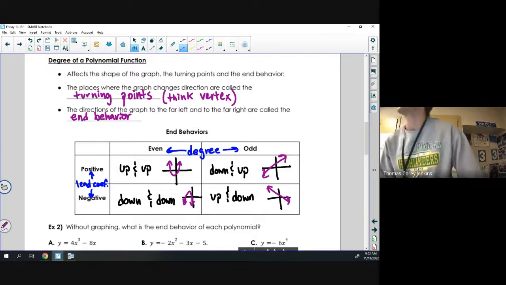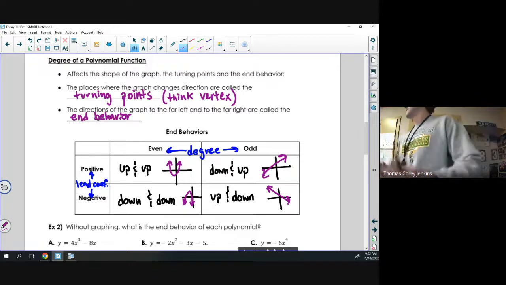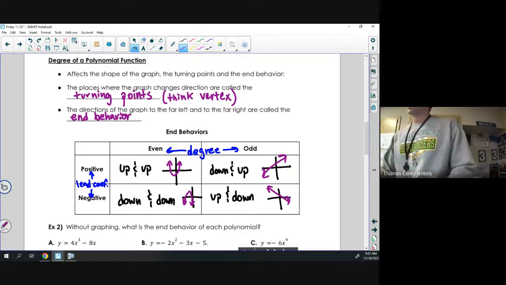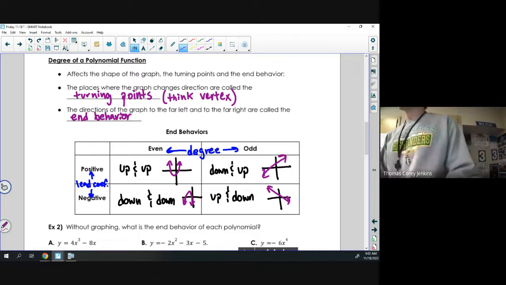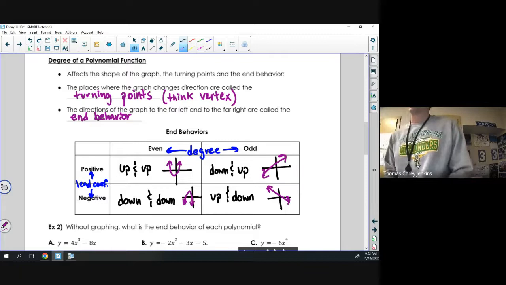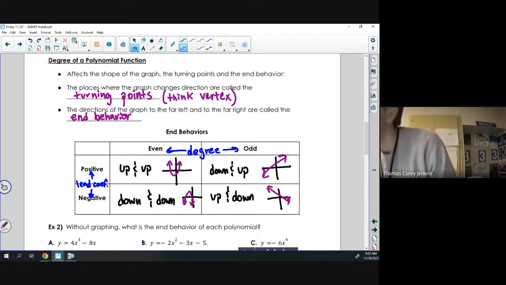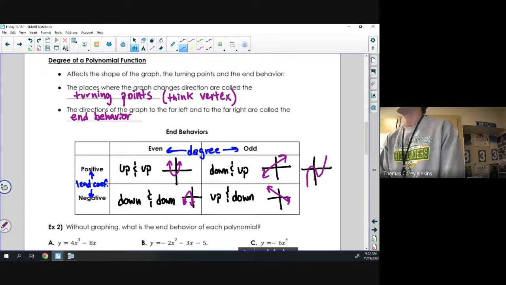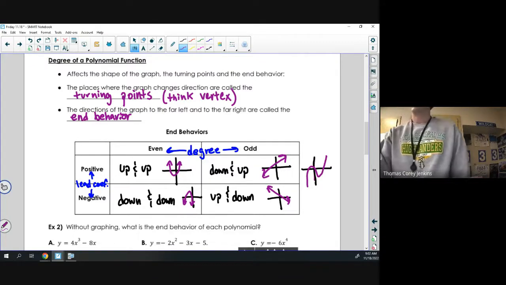Something like that. And again, one other odd one you might have seen before is a third degree. So let's say it's a third degree with a positive lead coefficient. It's not going to be linear. It could look more like this, something like that. So again, it doesn't look like a line, but it's still down and then up. Does that kind of make sense?